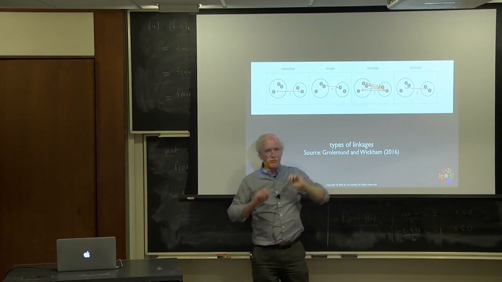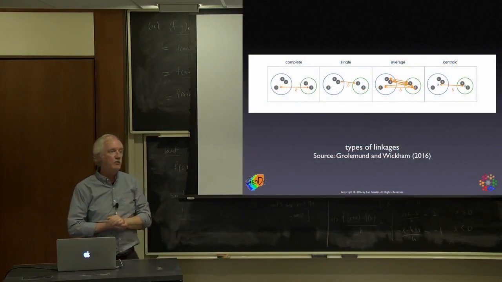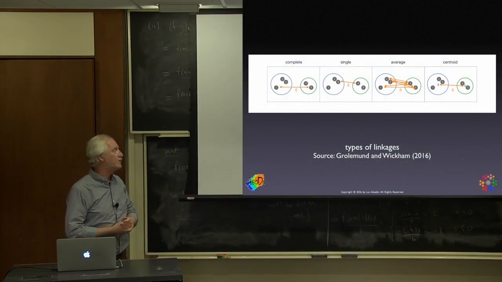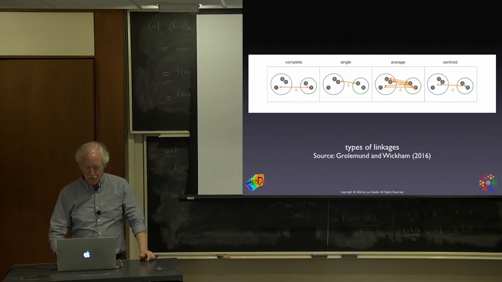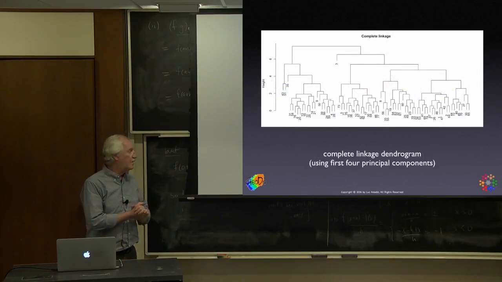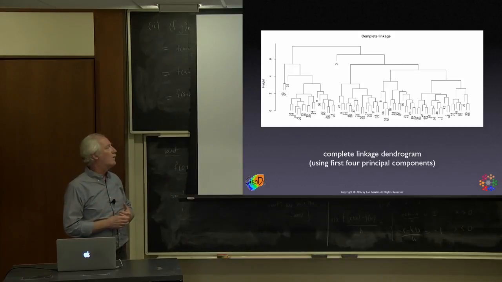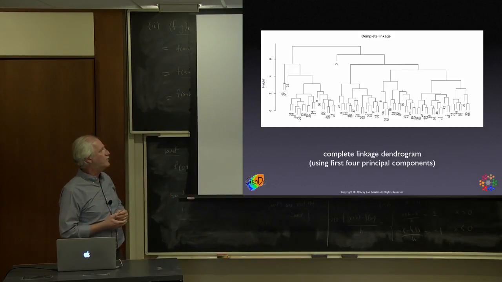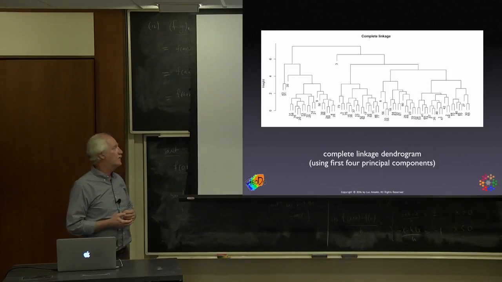Centroid puts the point in the middle. You all know what a centroid is by now, so you can do centroids in multivariate space as well. And each of these will give you slightly different results. This is the example using the first four principal components in my health data. This is the dendrogram that you get from complete linkage. So it's all very nice.